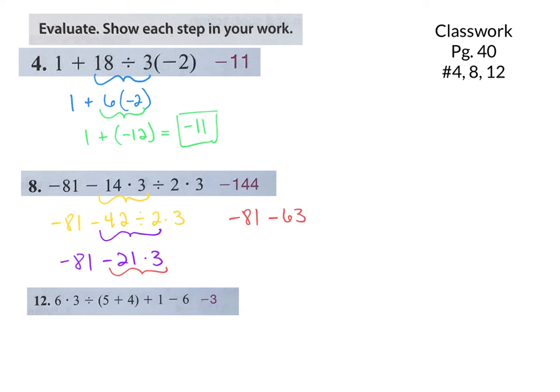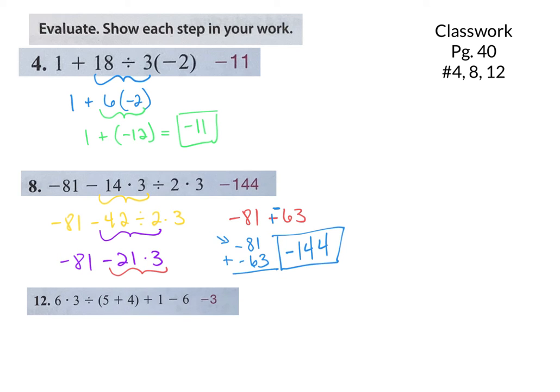There we go. And then I can do my addition here. Now this is subtraction. So remember, you can change it to adding the opposite. So I have negative 81 plus negative 63. I am just going to add those up and keep that a negative. 3 and 1 is 4. 8 and 6 is 14. Because they were both negative, my answer will also be negative. All right.